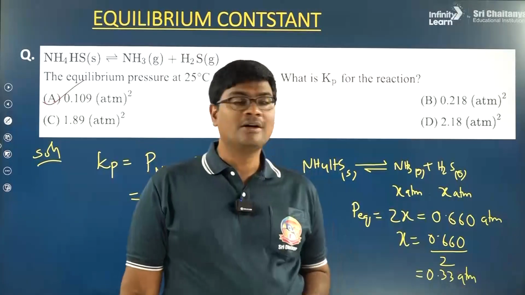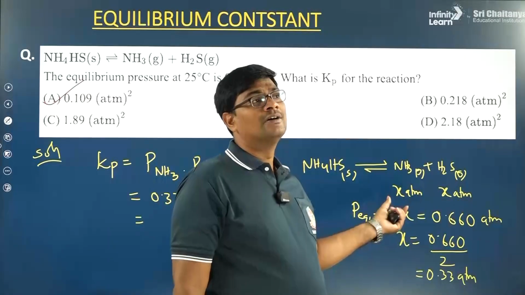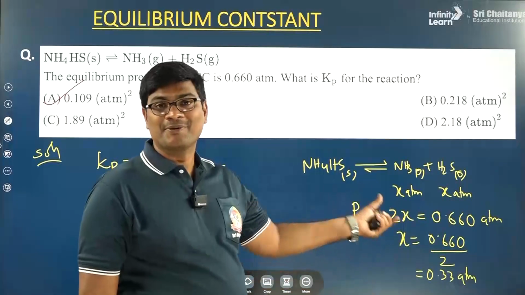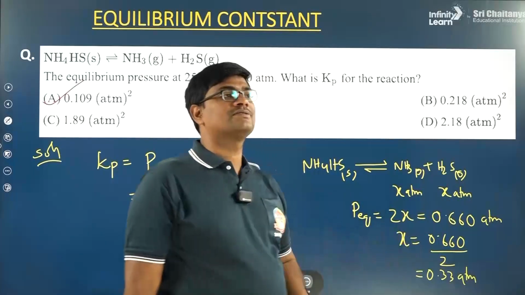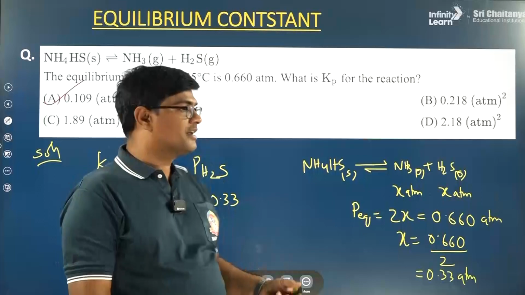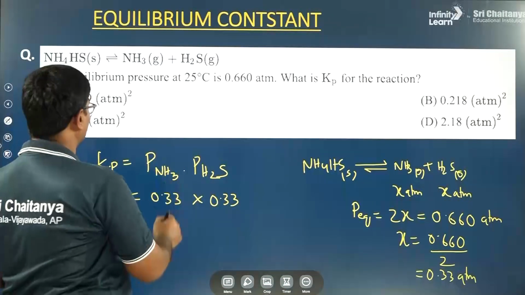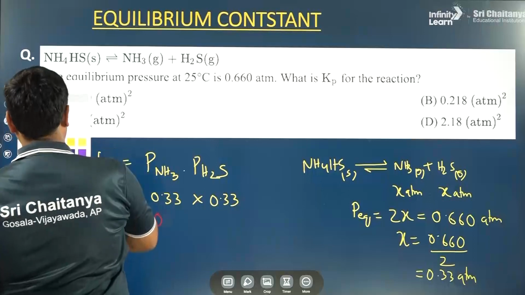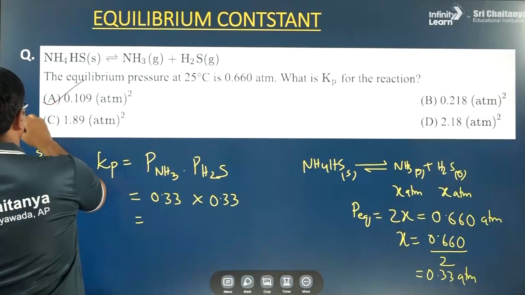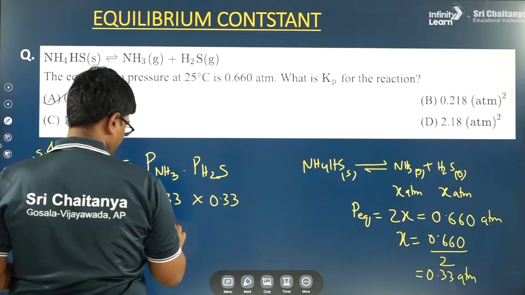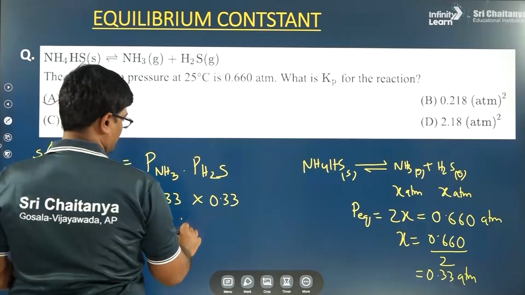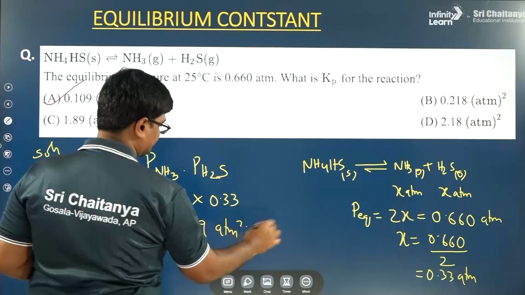What is the key point in this problem? The key point is that the ratio of ammonia and H2S is 1:1. Therefore, we take their pressures as equal, x and x. If the total equilibrium pressure is 2x, we get the pressure of ammonia and the pressure of H2S, and then we write the equilibrium expression and get the answer 0.109 atmosphere square. That's all.